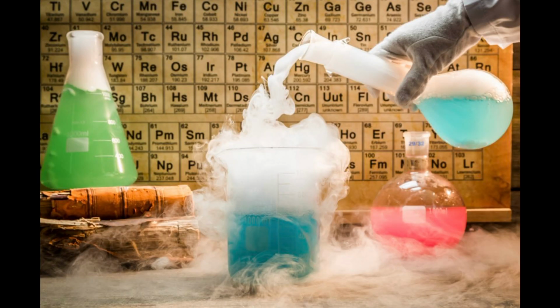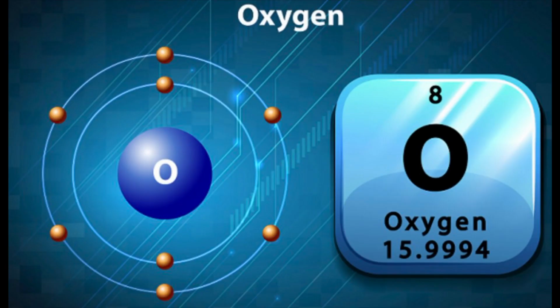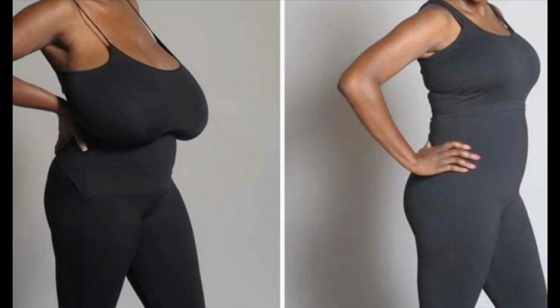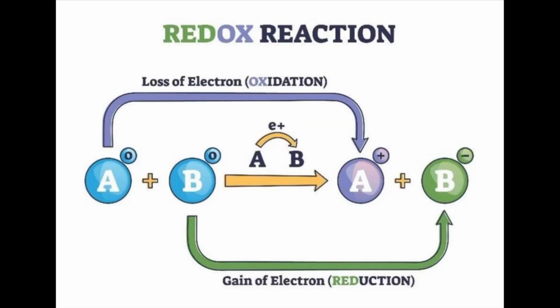A chemical reaction that combines an element or compound with oxygen to produce an oxide is known as oxidation. The process of removing oxygen from a substance is known as reduction. Hydrogen peroxide is an example of an oxidizer. In a redox reaction, the oxidizer is reduced. The reducing agent is oxidized.